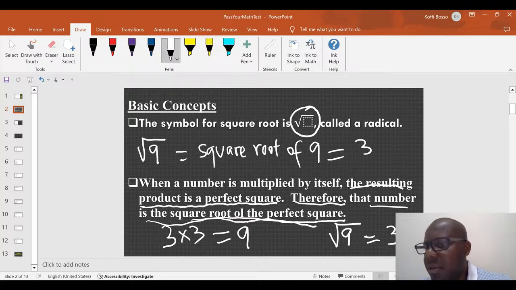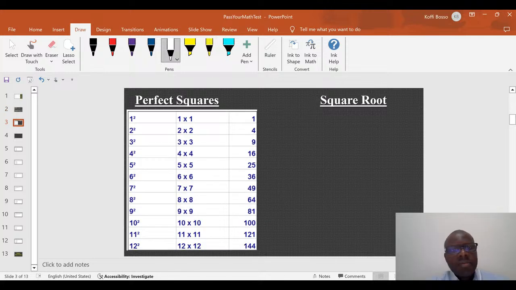Okay. No problem. Now let's see the list of some perfect squares. 1 is a perfect square. Why? Because 1 is the same as 1 multiplied by 1, or 1 raised to the second power. So you square 1, you get 1, which is a perfect square.